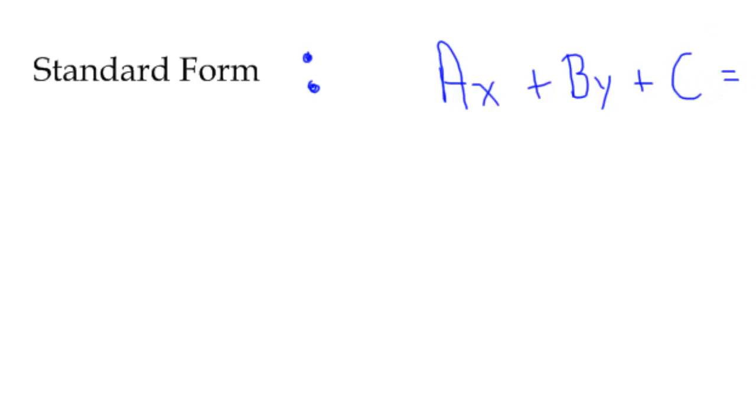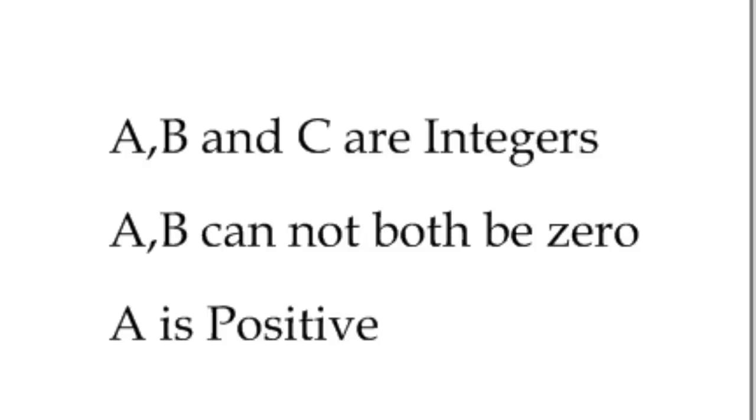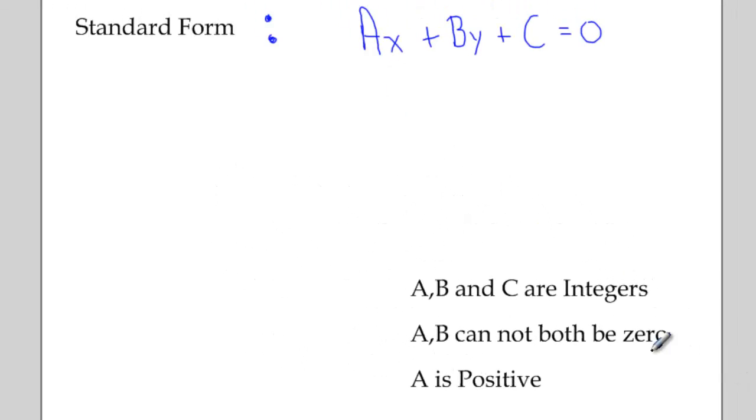There are other ways to express equations of lines. And one of those ways is in a form called standard form. Standard form looks like ax plus by plus c equals 0. There are a few rules to follow when using standard form: a, b, and c have to be integers, a and b cannot both be 0, and a is positive. When we say that a, b, and c have to be integers, we mean no fractions, no decimals.